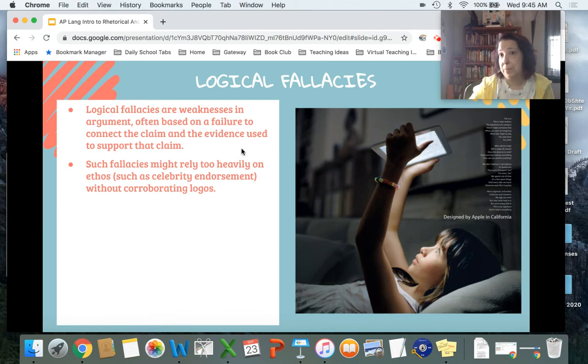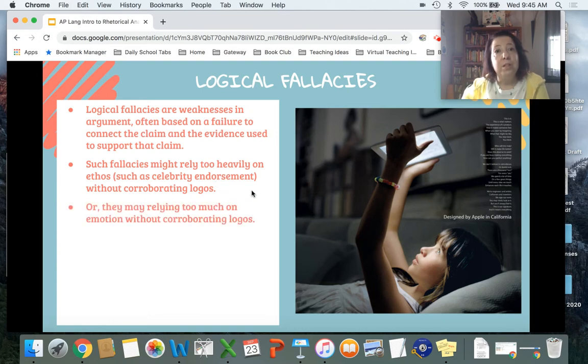So, speaking of face cream, if you ever watched or seen an ad where there's a famous celebrity saying, I use this cream, right? Because they want you to go, oh, if I buy Aveeno, I will look like Jennifer Aniston. Like that's a logical fallacy because the cream isn't going to do it. I mean, you might look like her, which is great, but that's just genetics. So without corroborating logos, right? So ethos without any kind of logic or evidence to support their claim.